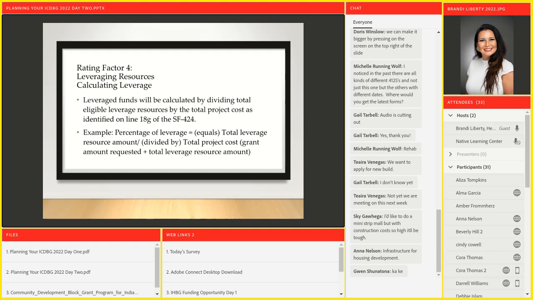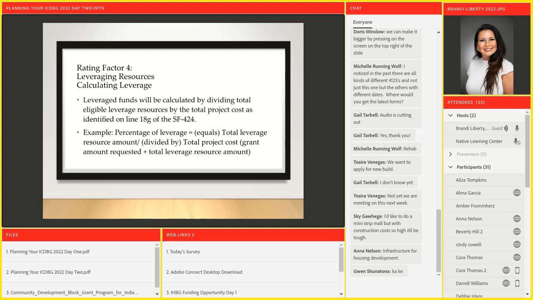And I'll give you guys an example of how we determine and calculate those leveraged funds. Leveraged funds are calculated by dividing the total eligible leveraged resources by the total project cost as defined on line 18G of the SF 424. So the example of this is the percentage of leverage equals the total leveraged resource amount. So all the areas of leverage that you're providing, that total amount there, divided by the total project cost.